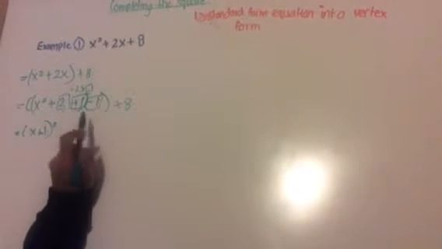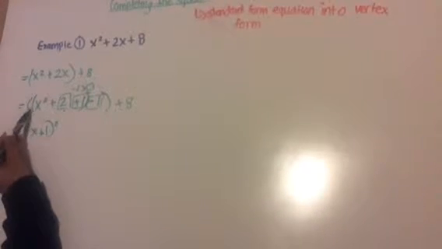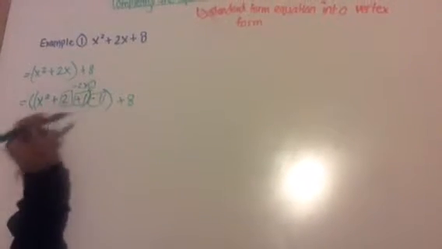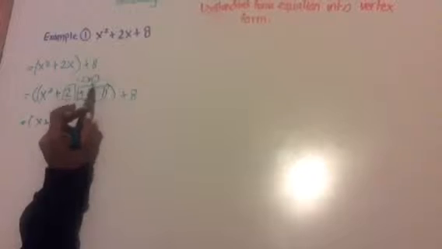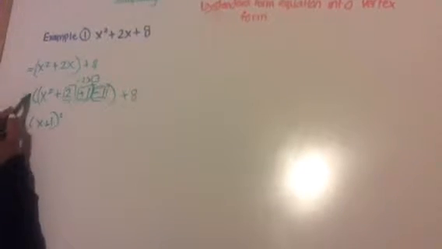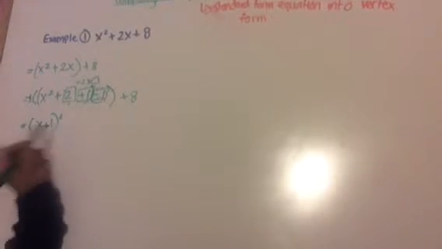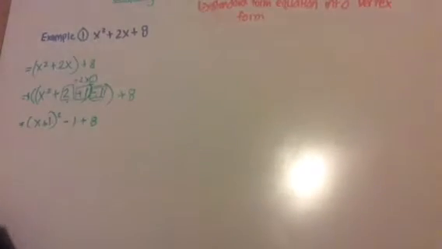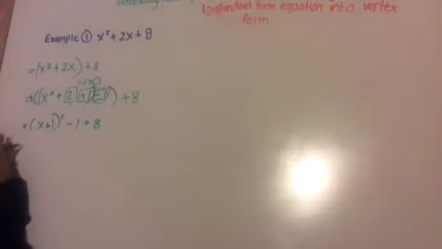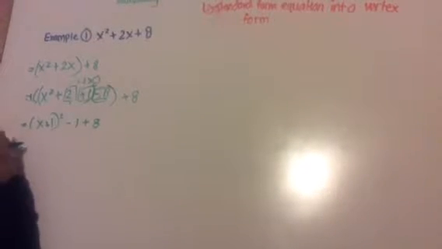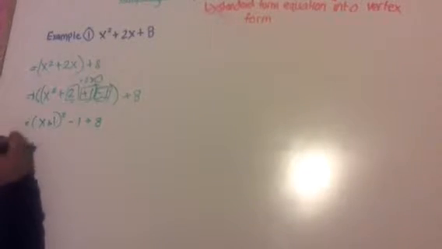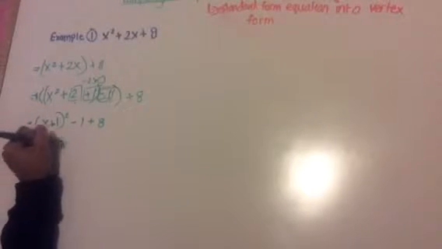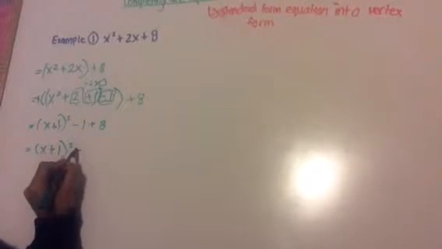And when we drop the brackets with the negative 1 outside, because there are 2 brackets here, you're going to have to multiply the negative 1 by the coefficient in front. So negative 1 times 1 is still negative 1, and then plus 8. So negative 1 plus 8 is going to be positive 7. And here we go, we have completed the square.